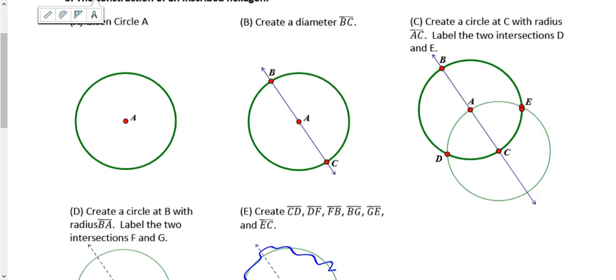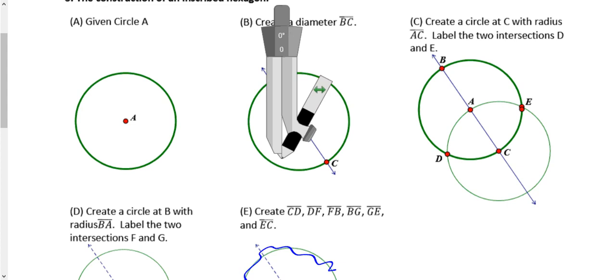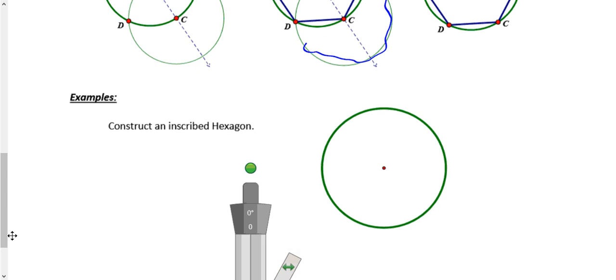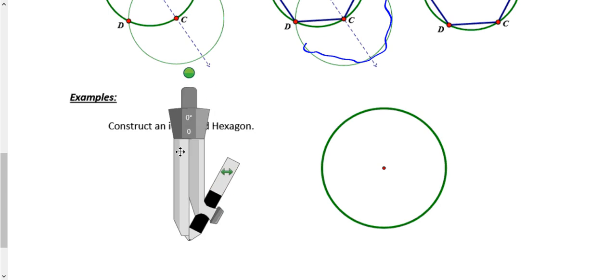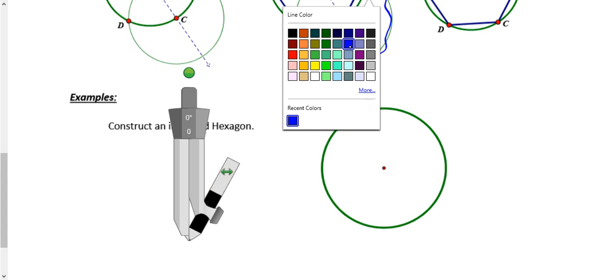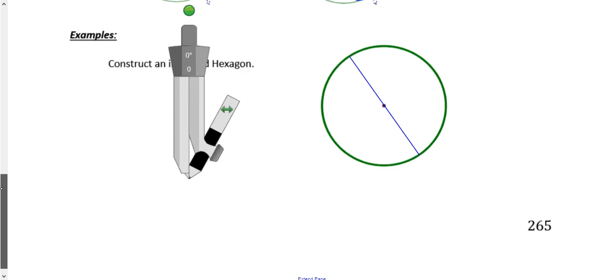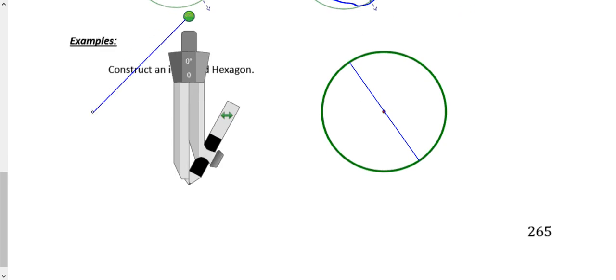Get my compass. I'm fumbling around with this. What's the first thing I need to put in here? Diameter. Not bisect. Okay. And now I'm going to, like we did with the triangle, do that thing.